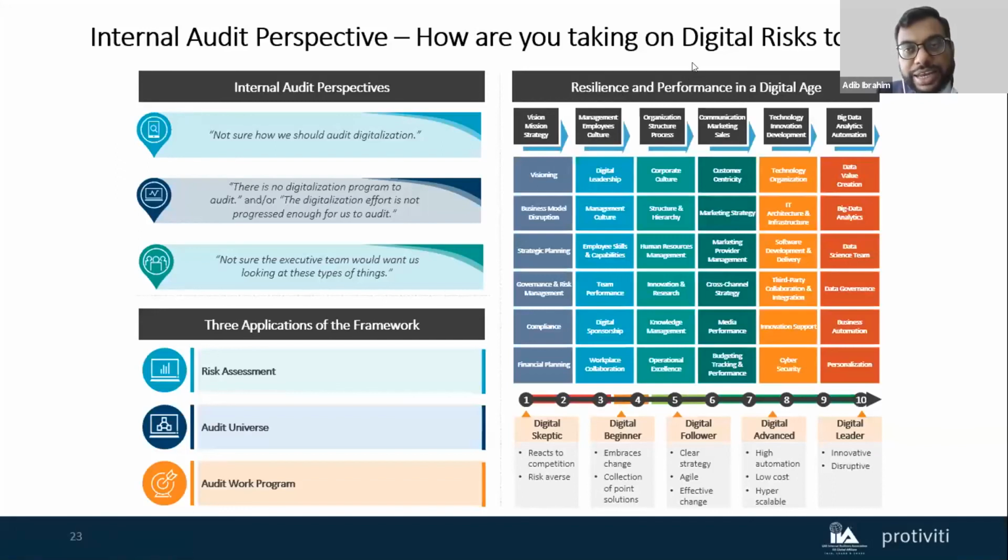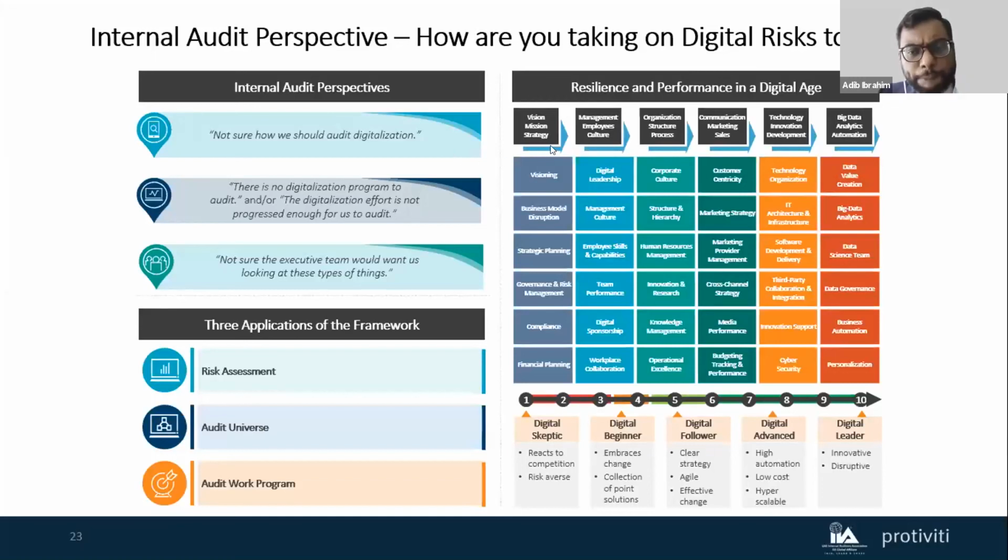We have a clear maturity model that can help you assess your organization's readiness. It covers around 6 dimensions from a digital age perspective: your organization's vision and commitment to digital, the employees and the culture, the organization structure and the processes, the communications, marketing and the sales, the underlying technologies and the innovations and development, and the big data analytics and automation as well.